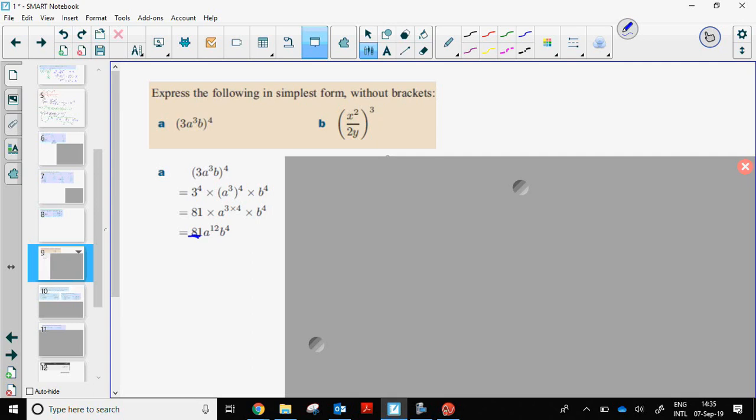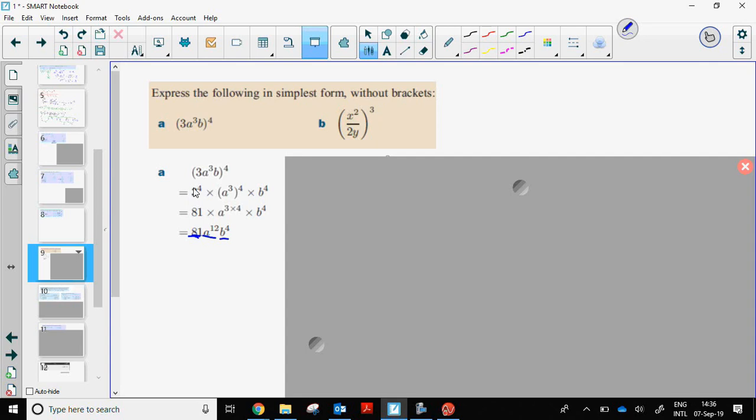Then I would think about the a. I've got a cubed. A cubed to the power of 4. So that means I'm going to multiply 3 by 4 to get a to the 12th. Finally, I have b to the power of 4. There's nothing else to say about that. It's b to the power of 4. That's it. You can do all of that in your head. There's no reason to be overwhelmed by it. Just do them one piece at a time.